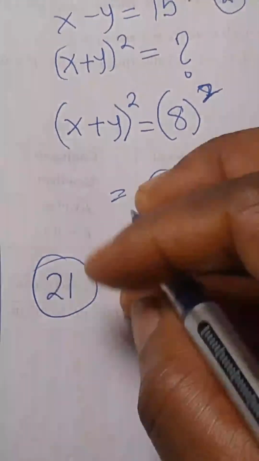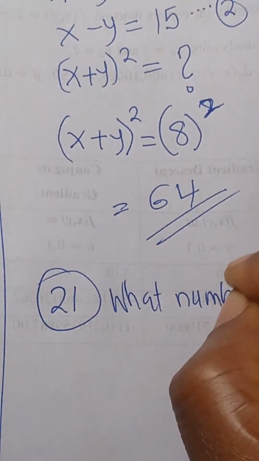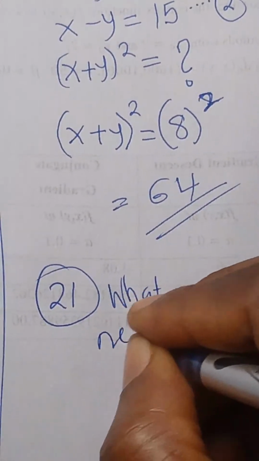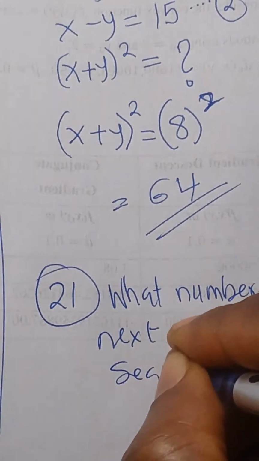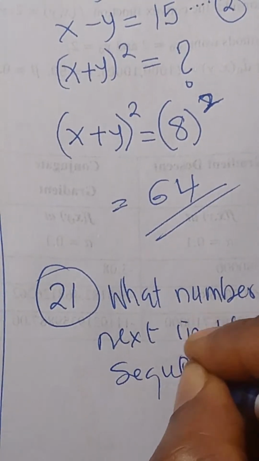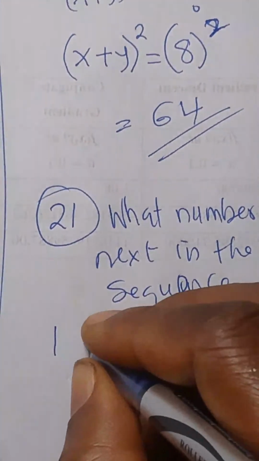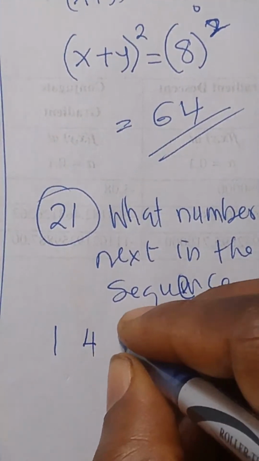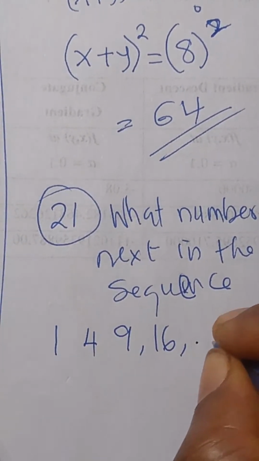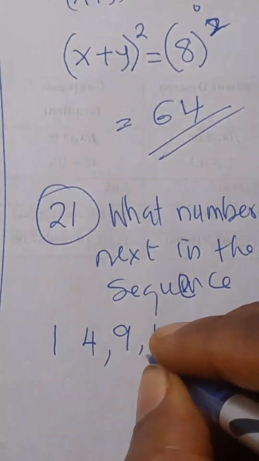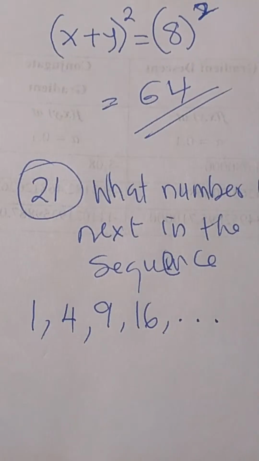Let's see what number is next in the sequence. We have 1, we have 4, we have 9, we have 16. Tell me what number is next in the sequence. 1, 4, 9, 16. What number is next in this sequence?